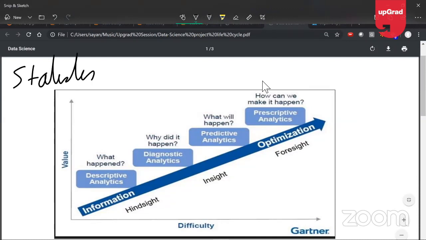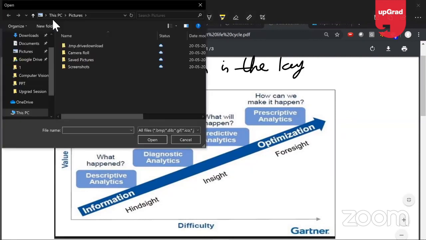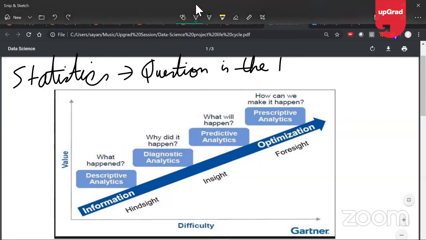If you look at classical statistics, the question is always at the forefront. The question is the key. In classical statistics, the kind of statistics that we probably would have done for a long time, the question is always the key, right? And when I say the question, I also tend to use the word hypothesis. So you ask the question, and on the basis of that, you go back and collect data. First you ask the question, okay, this is what I want to achieve.